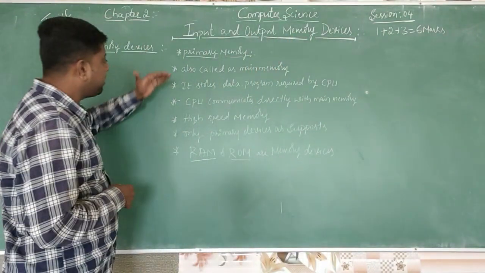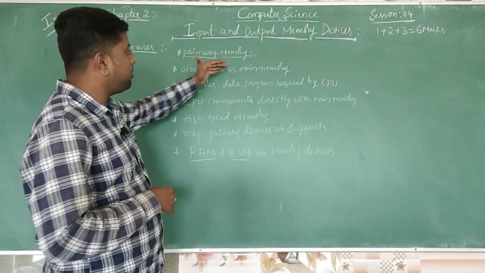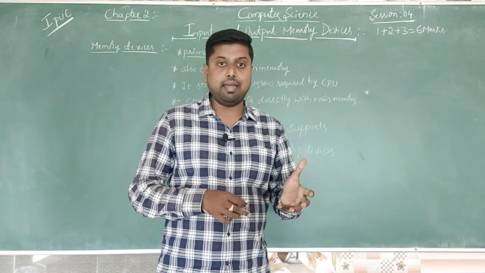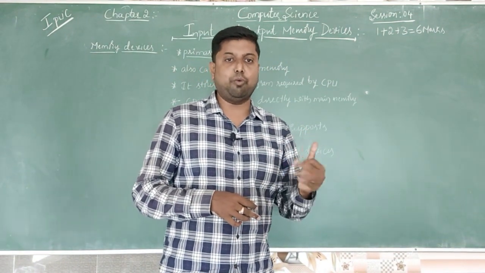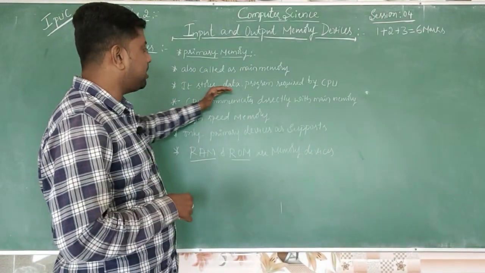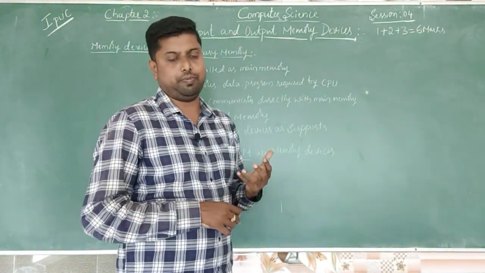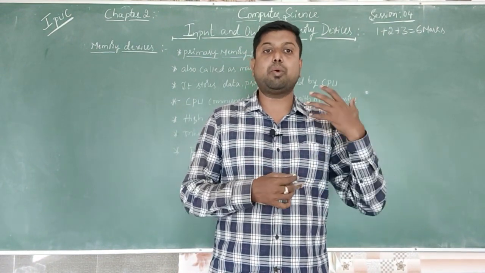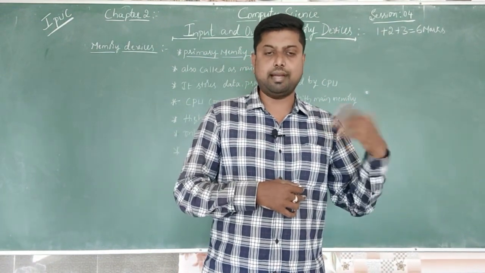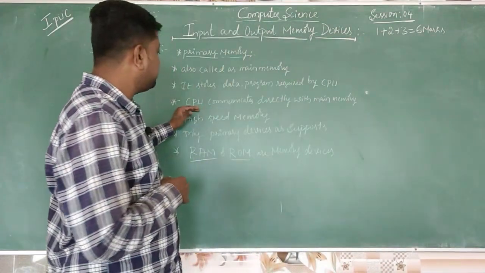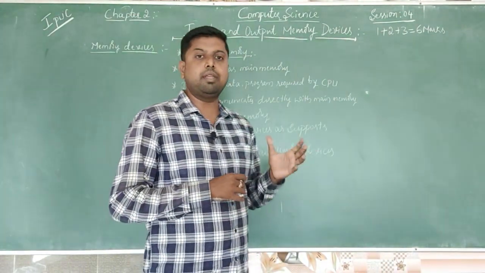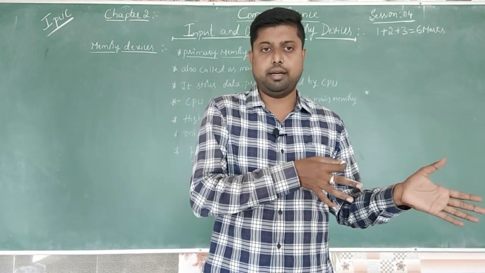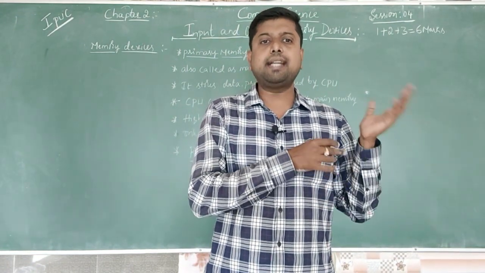Primary memory is also called main memory. It stores the data and programs required by the CPU. As I said earlier, it stores the kind of data required by the CPU: programs, data, whatever it is. Then the CPU communicates directly with the main memory. With the primary memory, RAM and ROM, it communicates directly.